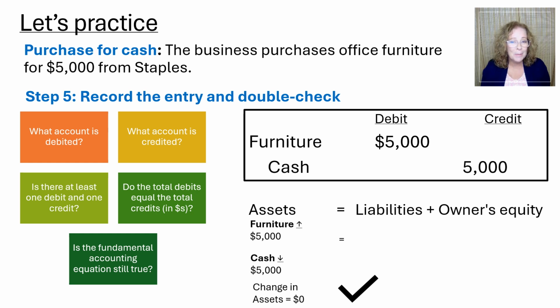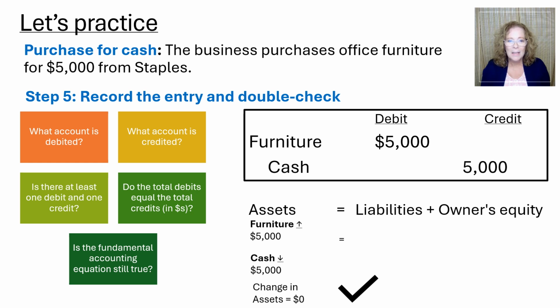What account was debited? The furniture account, because furniture is an asset that the company owns, and when an asset account increases, it is debited. What account was credited? The cash account, because cash is an asset, and assets increase with debits and decrease with credits. Is there at least one debit and one credit? Yes. Do the total debits equal the total credits?